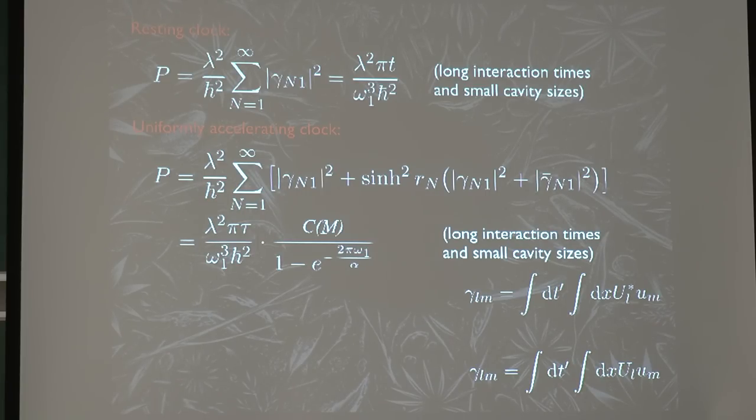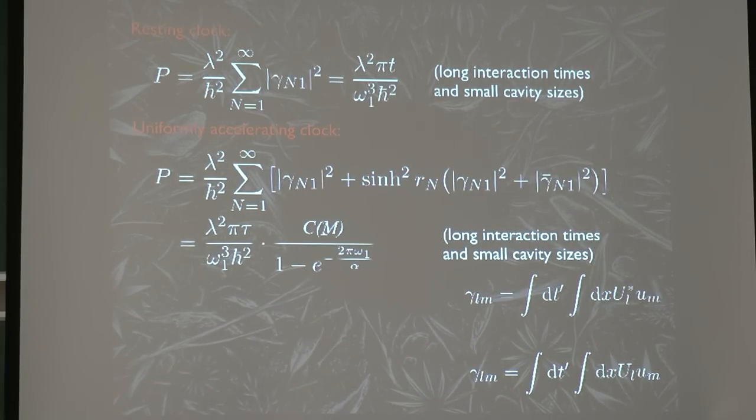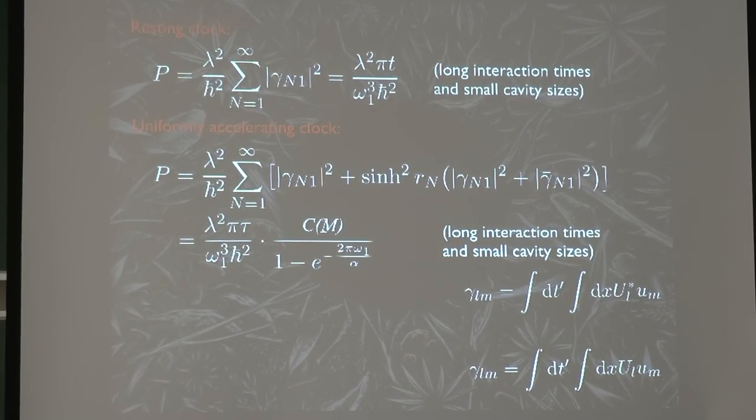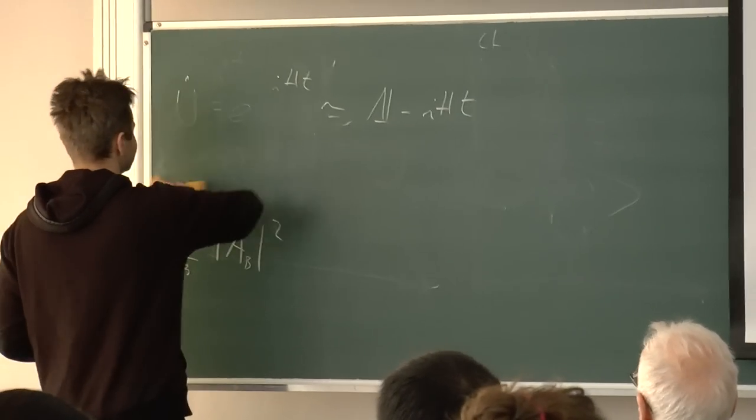Could you take an oscillating box, for example? Yes, the result would be exactly the same. Yes, you could. It cannot be exactly the same because it's... What I can do, for example, let me... Because then, when you have an oscillating box, you have, for example, the dynamical Casimir effect.